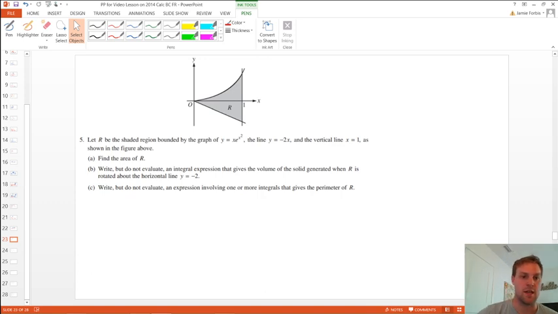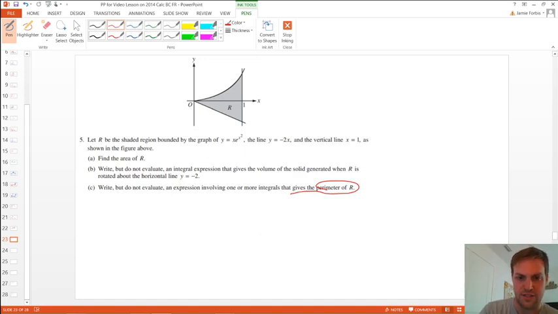If you did not get C your initial time around, do not stress, because this is involving stuff from Unit 9 that we're no longer being tested on. So let's talk about what it means. You'll see, it says write, but do not evaluate, I still like that part of it, an expression involving one or more integrals that gives the perimeter of R. Okay? The perimeter of R.